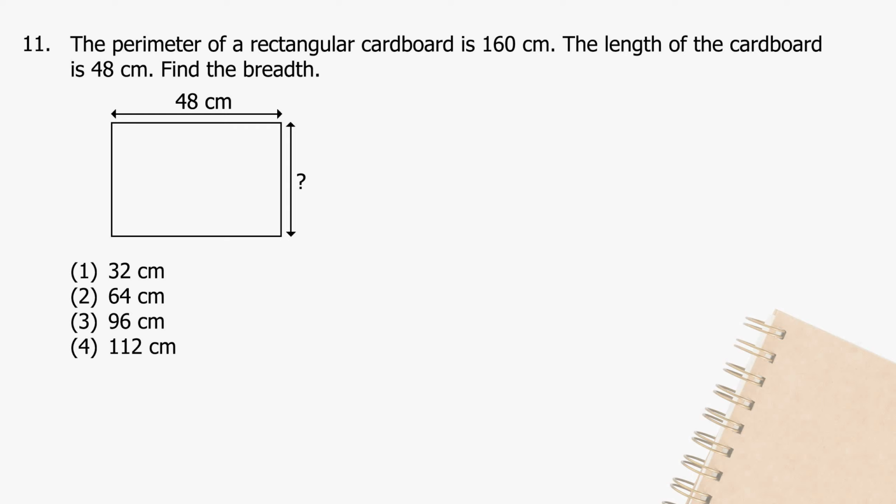Question 11. The perimeter of a rectangular cardboard is 160 cm. The length of the cardboard is 48 cm. Find the breadth.